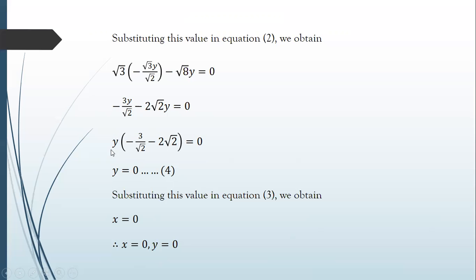0. Now either of this should be equal to 0. We know that constants cannot be 0. So therefore y has to be equal to 0, which is equation number 4. We'll substitute this value in equation 3. This is the second substitution. We get x also as 0 because root 3 y by root 2, y is 0, so x is also 0. X is 0, y is 0. That is, origin is the solution for this set of equations.